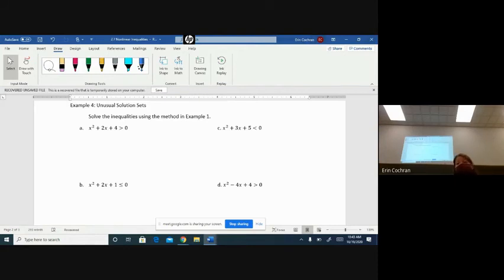All right, solve the inequalities using the method in example 1. Okay. So looking at this, what's the first thing we need to do?